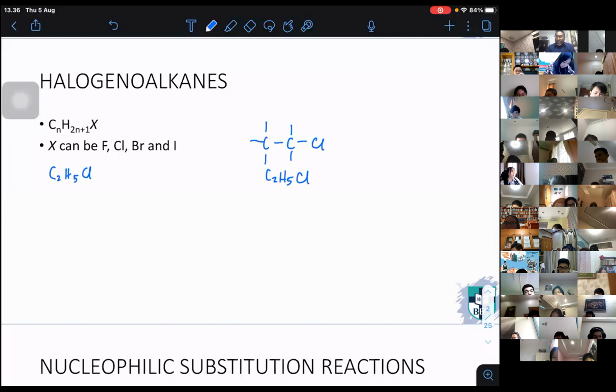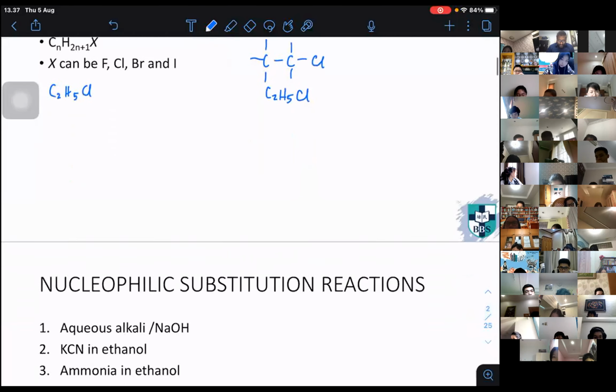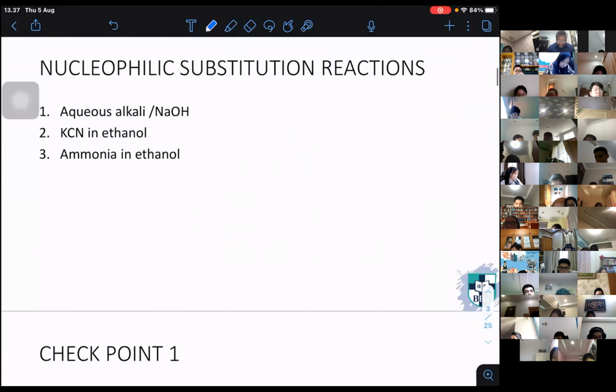And then to give names, you need to learn how to name the halogenoalkanes accordingly. This one we will skip. And what are the reactions that we are going to study for halogenoalkanes? The mechanisms of reaction that we are going to study are actually 2: nucleophilic substitution reaction and elimination. So we will start with nucleophilic substitution reactions.